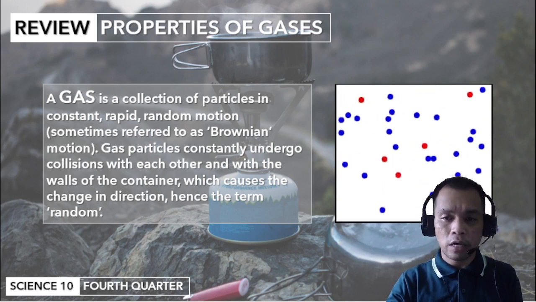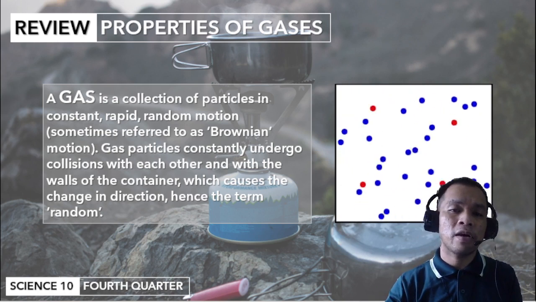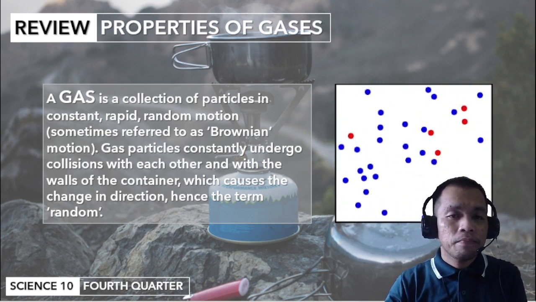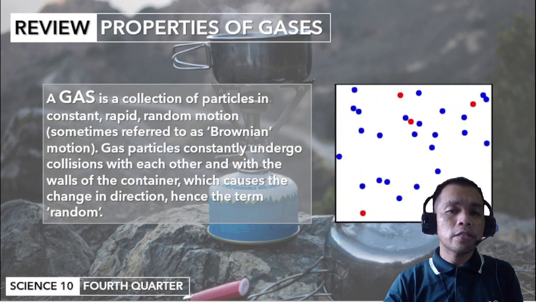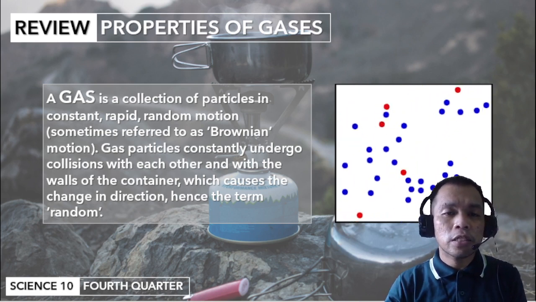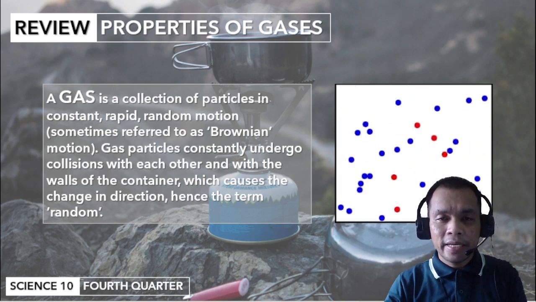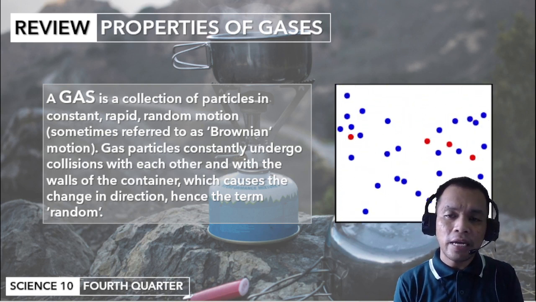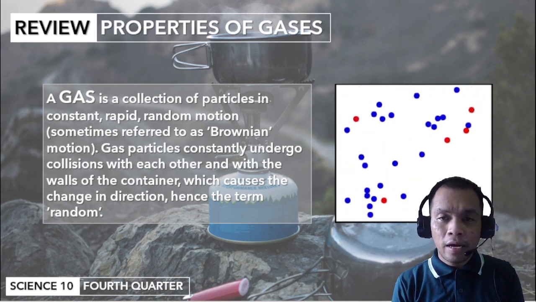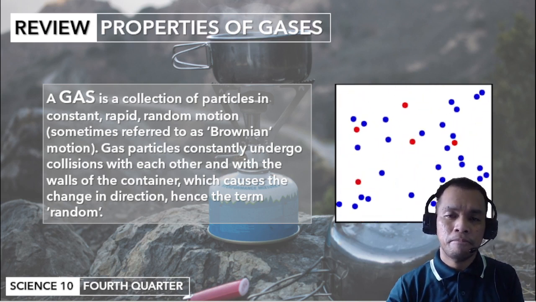As what has been mentioned in the video earlier, the type of collision is perfectly elastic. Now, gas particles constantly undergo collisions with each other and with the walls of the container, which causes the change in direction, hence the term random. It's because, since the gas is contained in a particular container, the movement of the gases becomes limited. Thus, they move in a random manner.